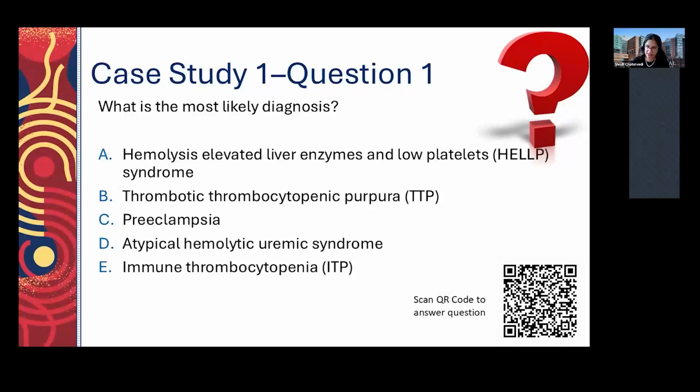TTP is quite likely given that she's presented with profound thrombocytopenia with platelet counts that are less than 30,000 with basically preserved renal function in the setting of a microangiopathic hemolytic anemia. It's also too early for preeclampsia. With atypical hemolytic uremic syndrome, I would expect to see more renal impairment, and it also tends to present later in pregnancy. And finally, immune thrombocytopenia doesn't quite fit this picture because she also has significant anemia and clear signs of a thrombotic microangiopathy on her blood smear with the schistocytes.